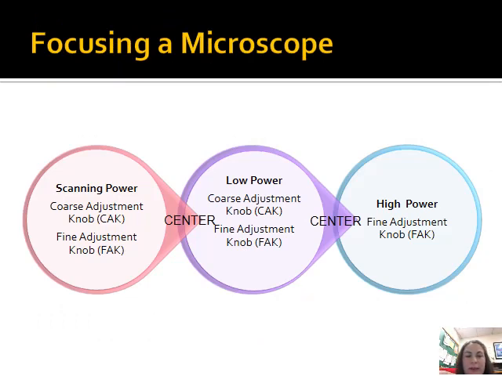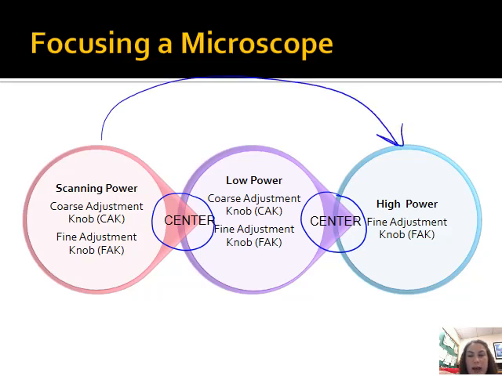Students have the most difficulty when going from scanning to low or low to high. The biggest mistake they make is they skip these two important steps and try to take a shortcut and skip all the way from scanning to high power. Remember when we took a look at Google Earth, we said that the field of view decreases as the magnification increases.